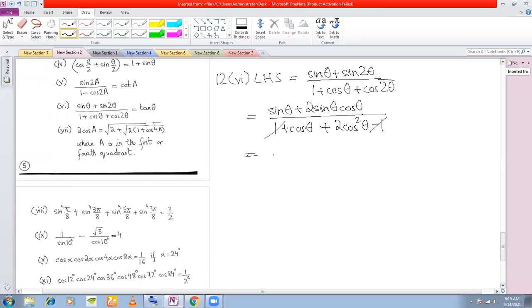So now from the numerator, what can you take common? From the numerator, you can take sine theta common to get 1 plus 2 cos theta. And in the denominator, you can take cos theta common to get 1 plus 2 cos theta. So now you see that 1 plus 2 cos theta, they cancel. You only get sine theta by cos theta, which is equal to tan theta, which is equal to your right hand side. And that is proved. Okay.